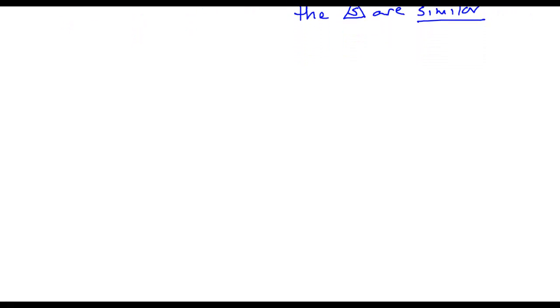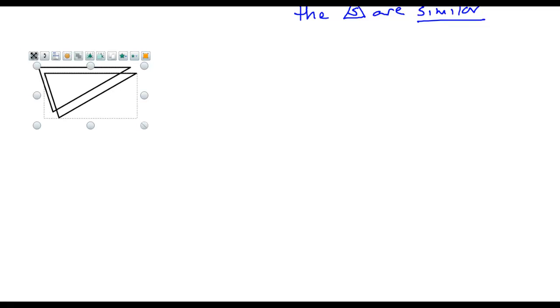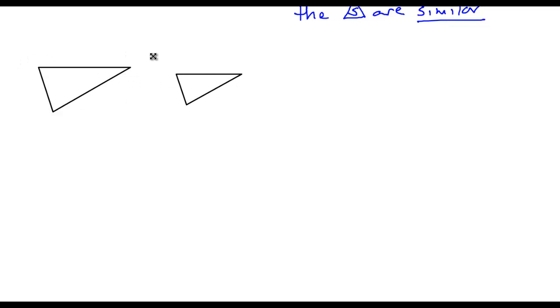Alright, so we're going to do the next one now. There's two more. I'm going to make a copy of it, but I'm going to shrink it down. Let's see, that didn't go well. I'll shrink one of them down, but it seems to be moving it. Alright, there we go. So this one's clearly smaller, but you can see that the top right angle, top left angle, and the bottom angle are all still the same, so these are still similar triangles.